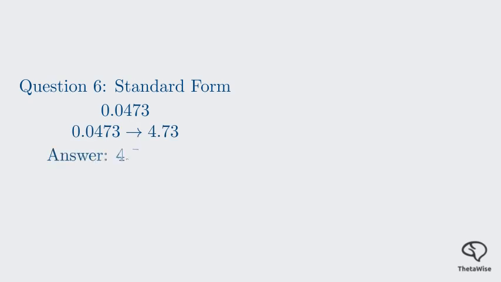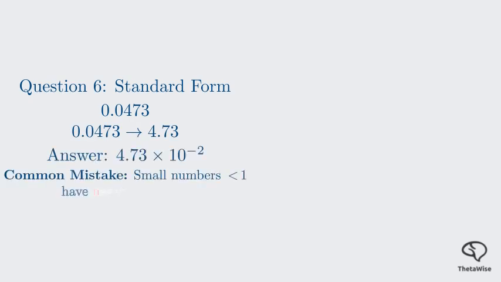In question 6, we need to convert 0.0473 into standard form. Standard form must be a number between 1 and 10, multiplied by 10 to a power. We move the decimal point 2 places to the right to get 4.73. Since we move the decimal to the right, the power is -2. Common mistake: forgetting that a small number results in a negative index in standard form. Always check if your original number was less than 1.